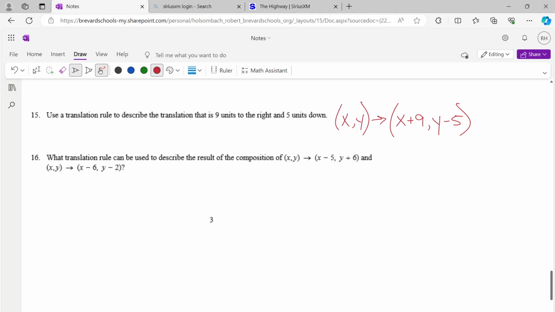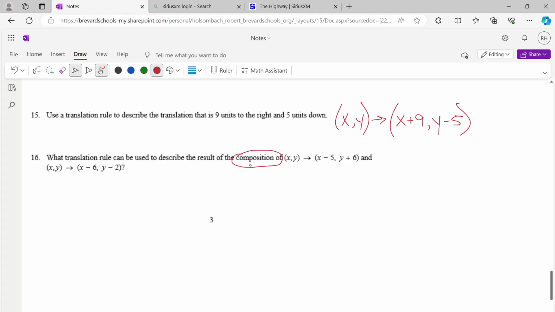All right, and problem 16. What translation rule can be used to describe the result of the composition of, okay, our first move is left 5 up 6, and then we go left 6 and plus 2.